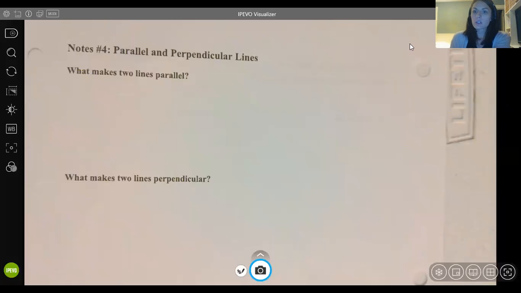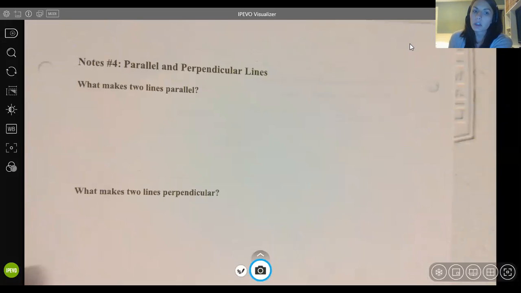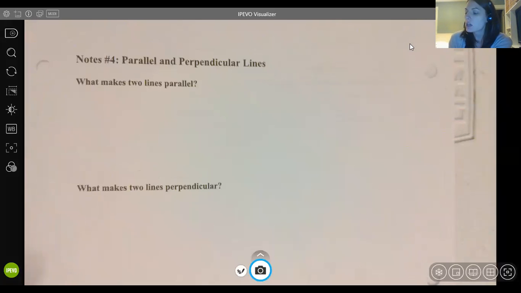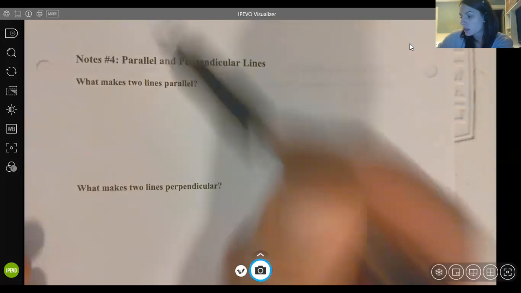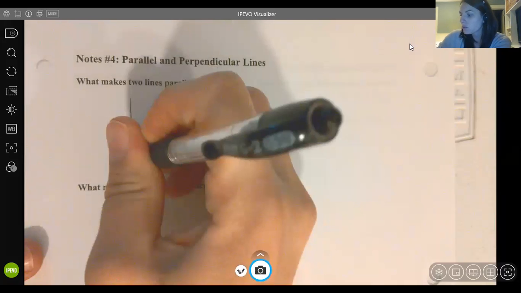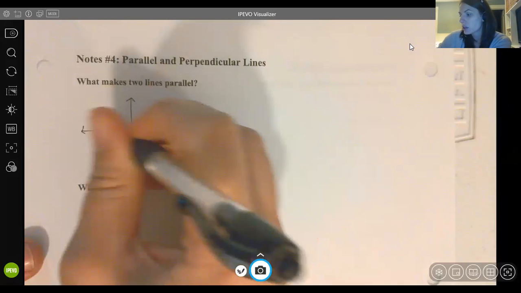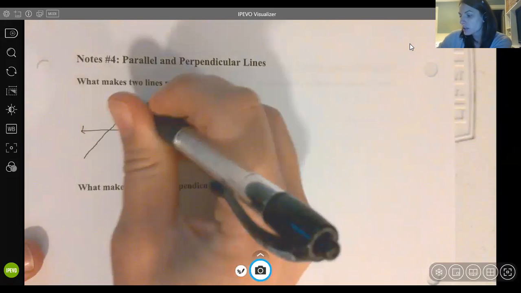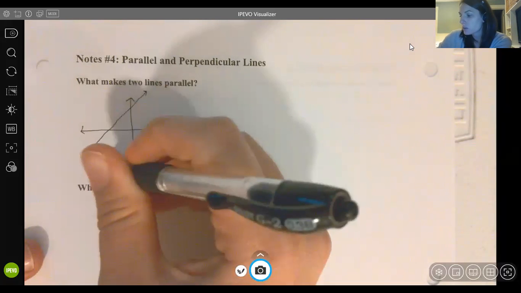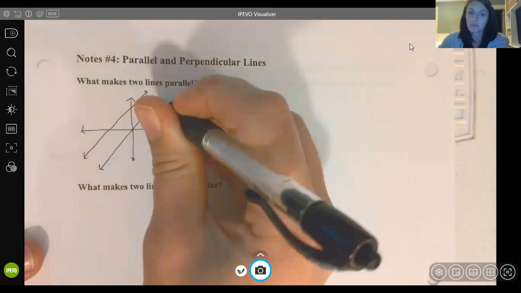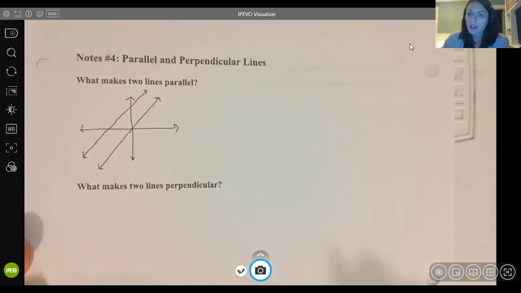Okay, so these notes relate back to the slope notes that we took last class, and it'll be a pretty quick set of notes. So when we talk about parallel lines, visually we know that that means the lines are never crossing. Something like that, right? So they're not crossing. They're never going to intersect.